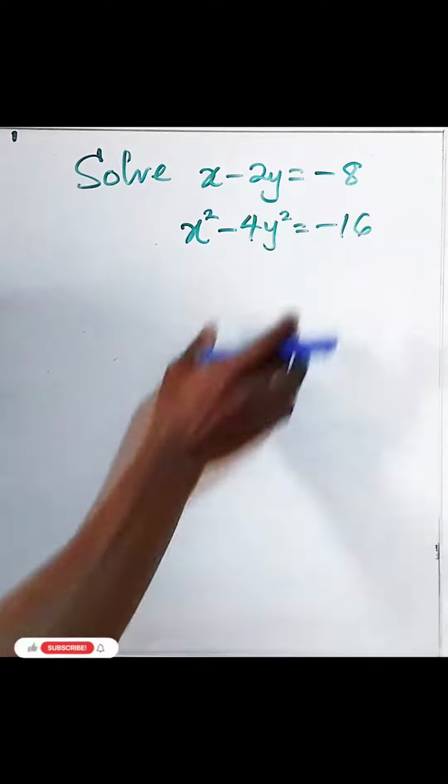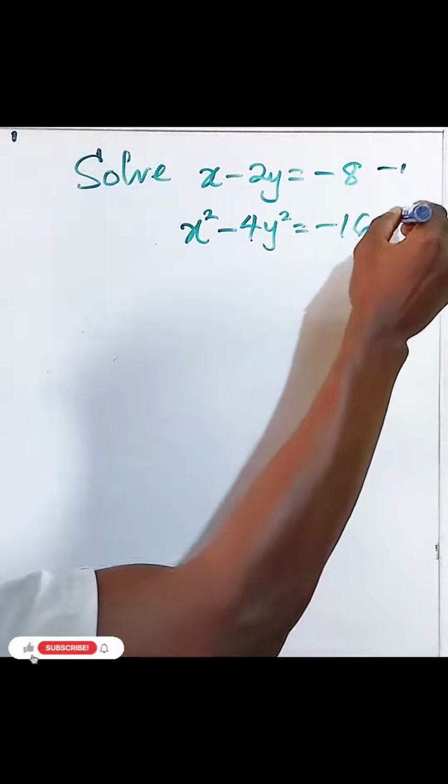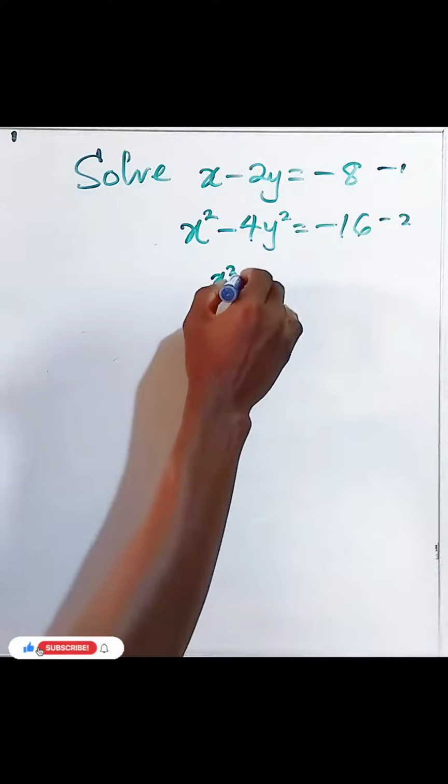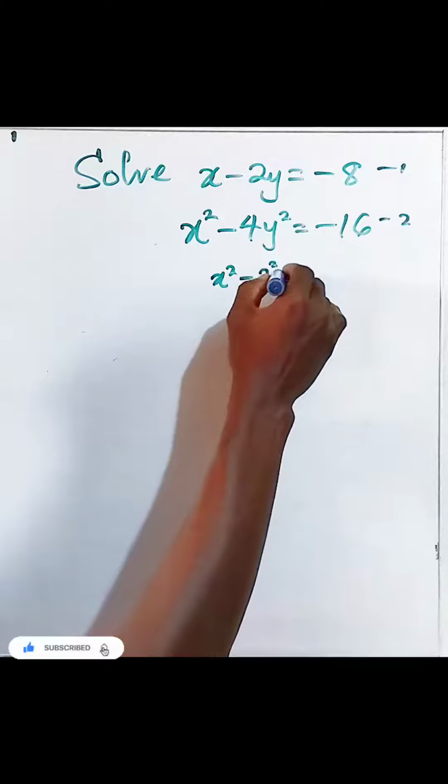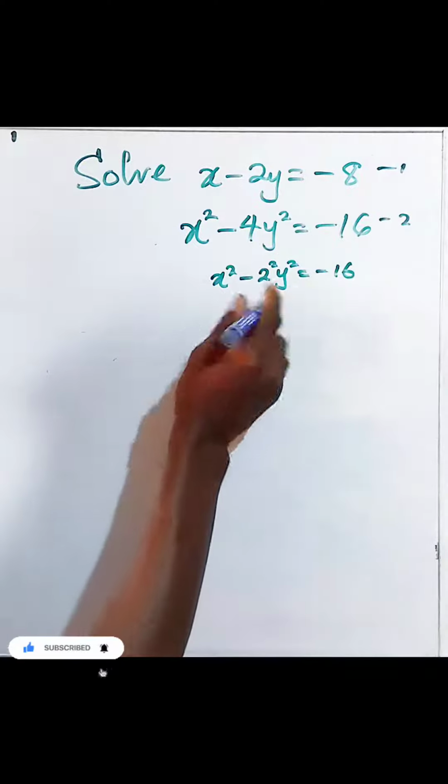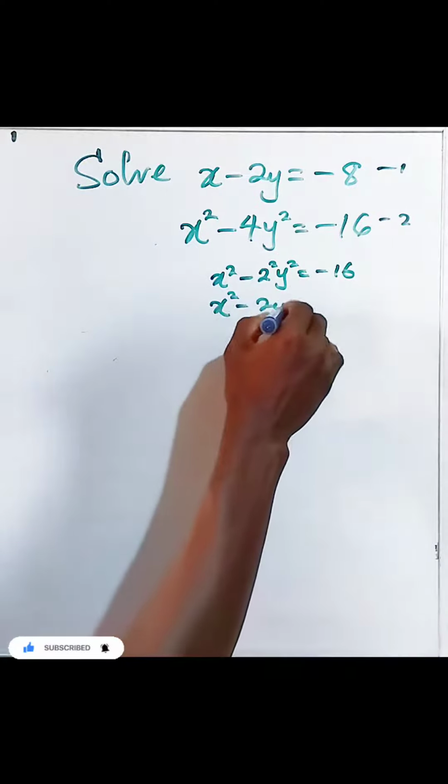Let us solve for x and y in this equation. Let's make this 1 and let's make this 2. Now from 2, let us have x raised to the power 2 minus 4y squared. Now 4y squared can be reduced to 2 raised to the power 2, y raised to the power 2, equals minus 16. And you can see that this can also be rewritten as (2y) all raised to the power of 2 equals minus 16.